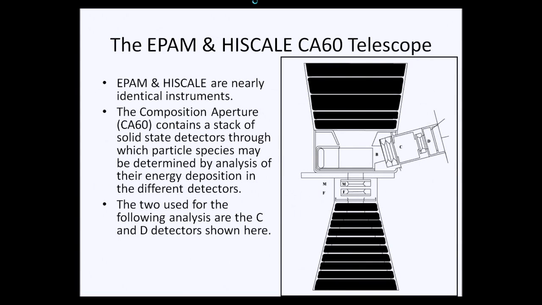There are five different collimating telescopes on EPAM and HISCALE, and seven different solid-state detectors. For this data set, we use the Pulse Height Analyzer, PHA system, which uses data from the C and D detectors in the composition aperture, or CA60 telescope. As an ion makes its way through the two detectors, the C and D detectors, it deposits differing amounts of energy in each one, and the ion species and charge can be determined by the amount of energy deposited in those two detectors.